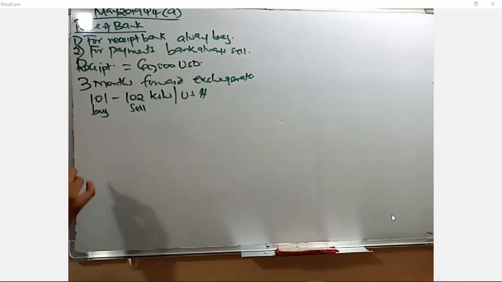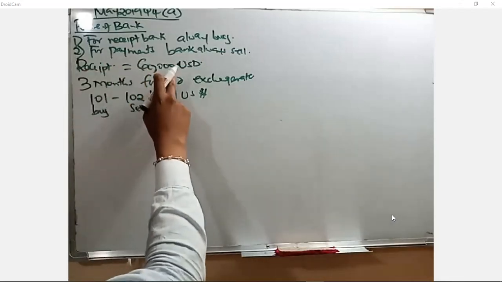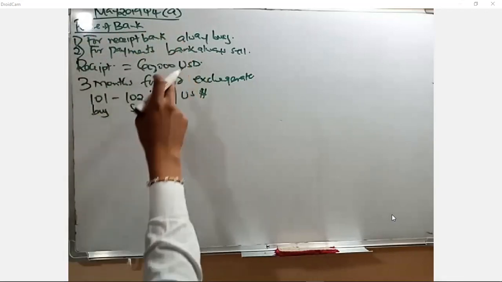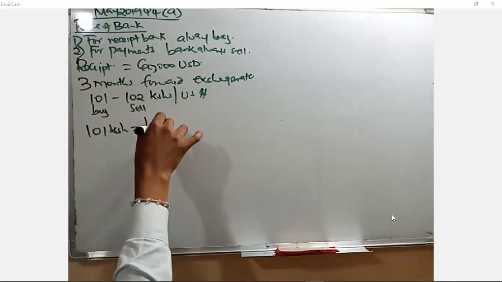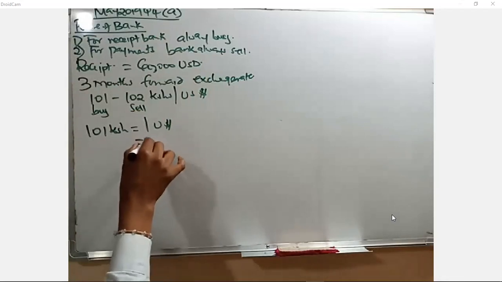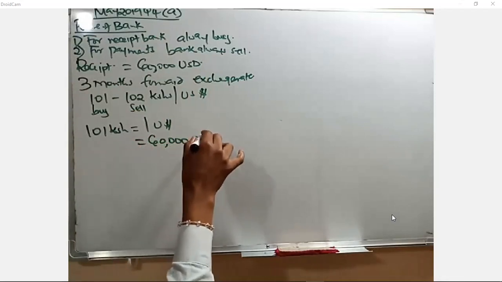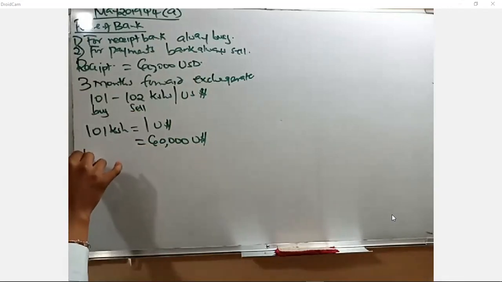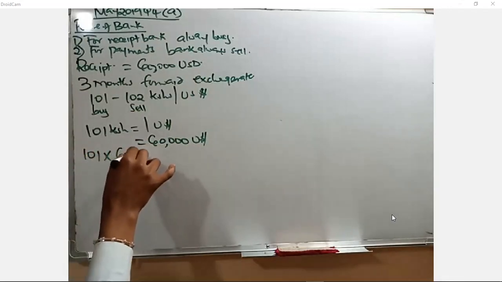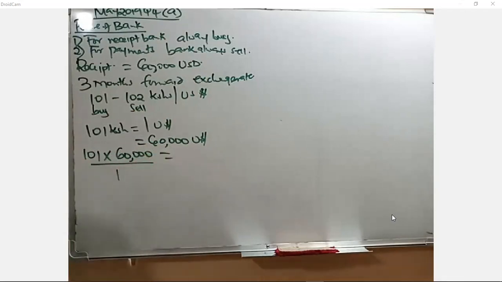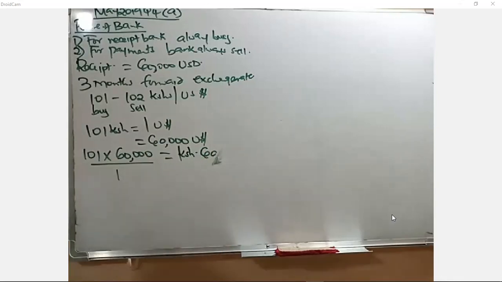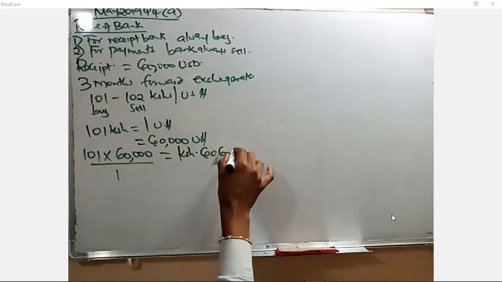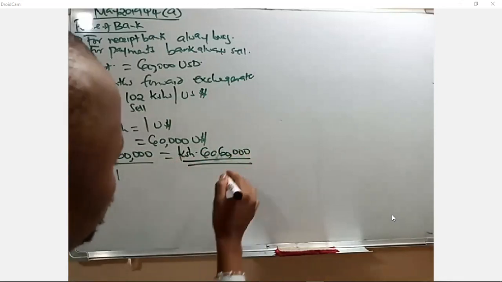Now, because these are receipts we are receiving, 60,000 US dollars, and we have said for receipts the bank always buys, we will buy at how much? 101 Kenya shillings is equivalent to 1 US dollar. What about 60,000 US dollars? I just take 101, multiply by 60,000, divide by 1. How much is this? I am getting Kenya shillings 6,060,000. That is how you do a forward contract.